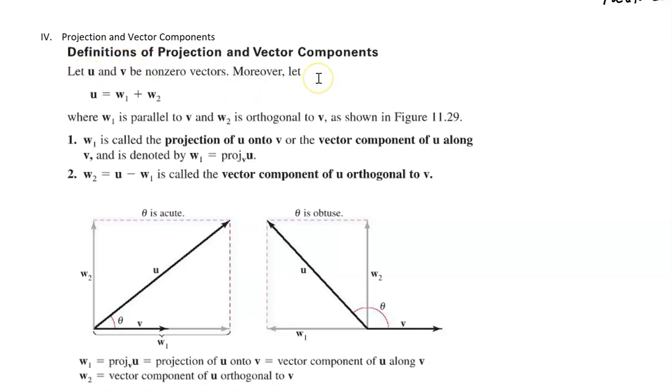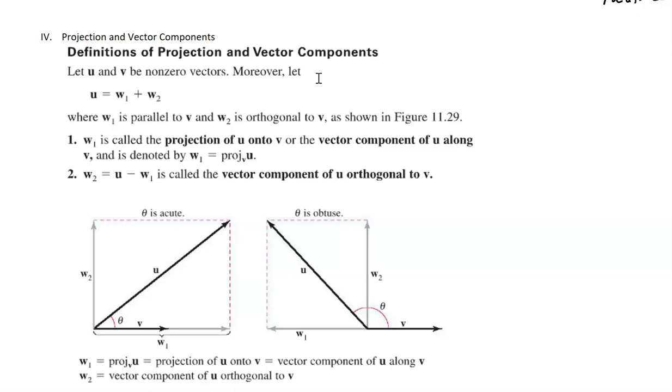If we let u and v be non-zero vectors and let u equal the sum of vectors w1 plus w2, where w1 is parallel to v and w2 is orthogonal to v, as shown in this picture here, w sub 1 is called the projection of u onto v, or the vector component of u along v. So that is w1 here, and that's the projection of u onto v. It's denoted by w1 equals the projection of u onto v. So whatever the subscript is, that's the vector that you're projecting onto.